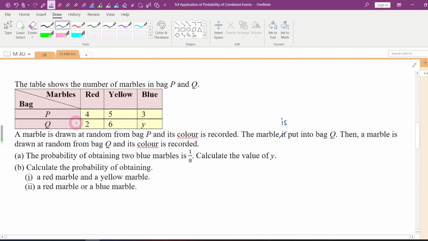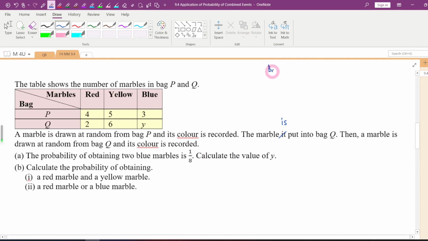According to this table, bag P contains 4 red marbles, 5 yellow marbles and 3 blue marbles. Bag Q contains 2 red marbles, 6 yellow marbles, and y blue marbles. Now let's look at part A. The probability of obtaining 2 blue marbles is 1 over 8. Calculate the value of y.